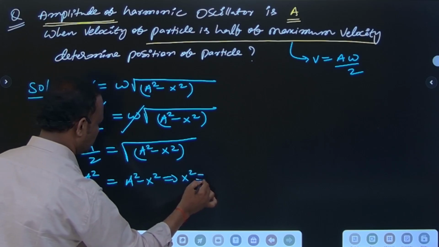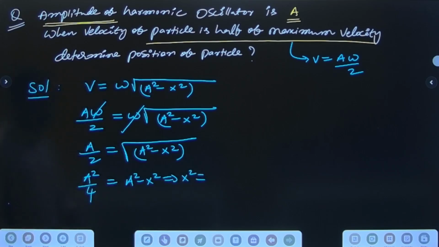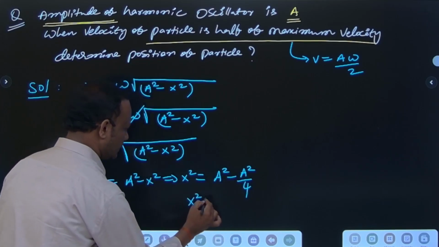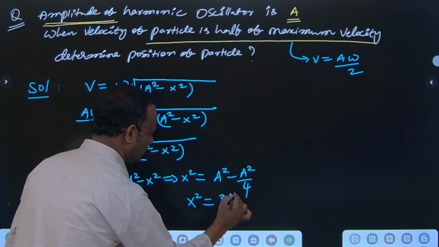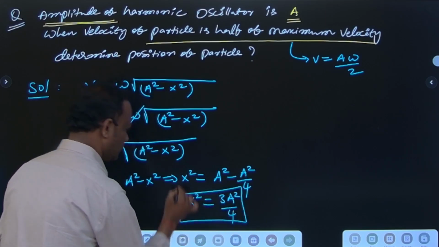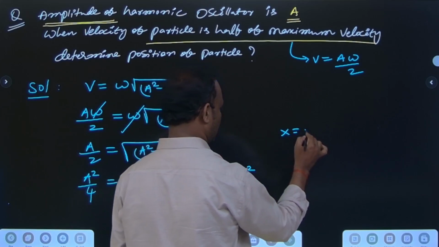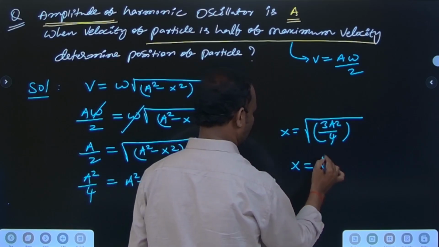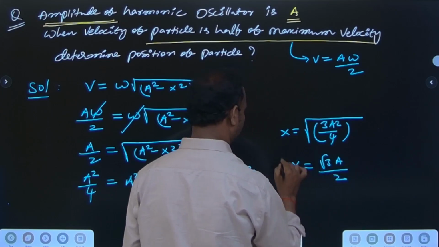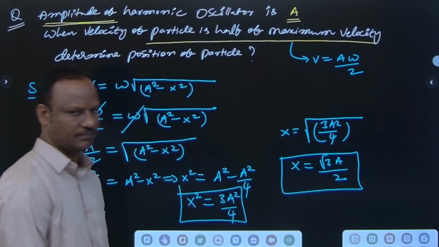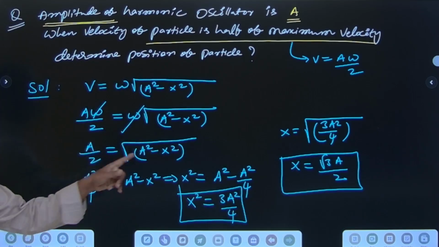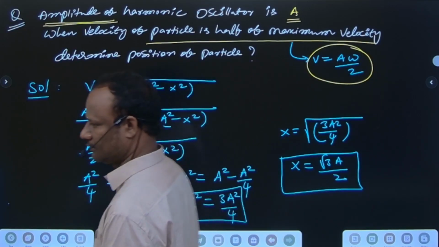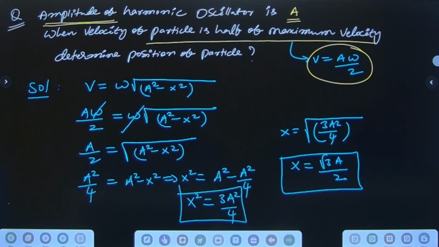Then x square is equal to A square minus A square by 4, that is 4A square minus A square, 3A square by 4. Then x is equal to under root of 3A square by 4. It means x is equal to root 3 A by 2. This is the x, the position where velocity is half of maximum velocity as given.